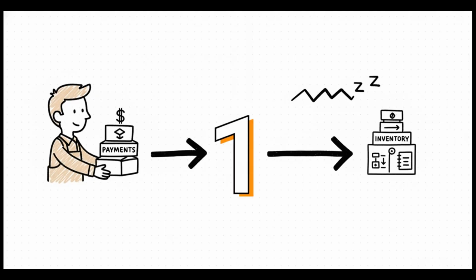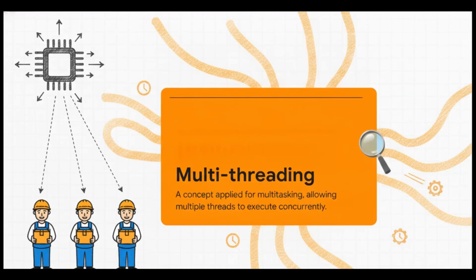To solve this bottleneck, we introduce our second hero concept, multithreading. The material defines it as a concept applied for multitasking, allowing multiple threads to execute concurrently. Think of it like cloning that single warehouse worker so you now have an entire team working at the exact same time. It basically allows your application to do 2, 3, or even 100 things at once. It's a total game changer.